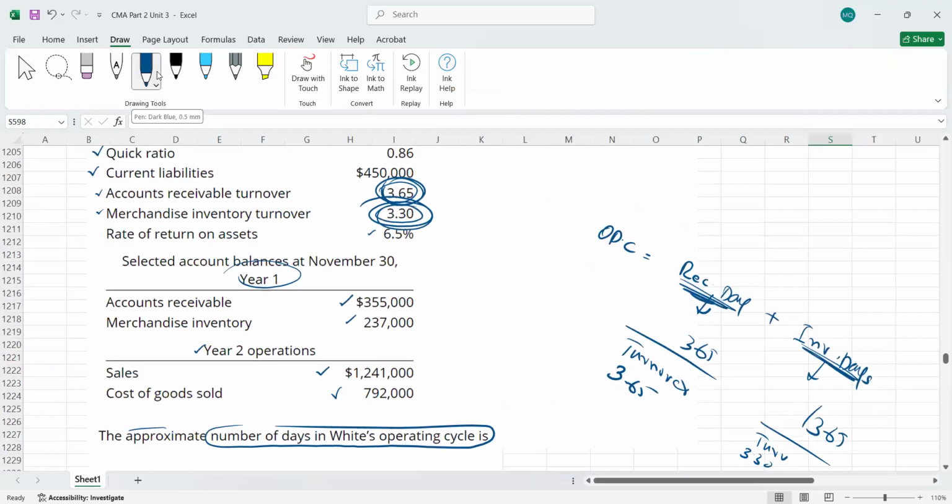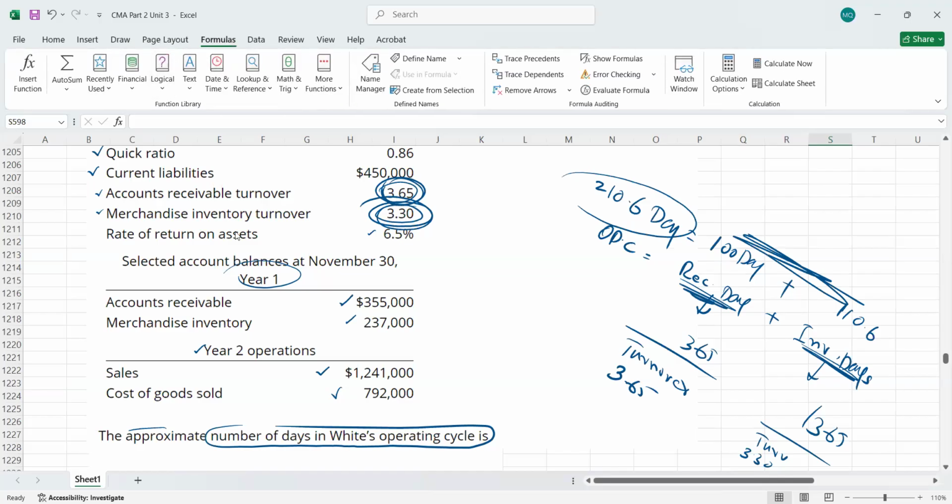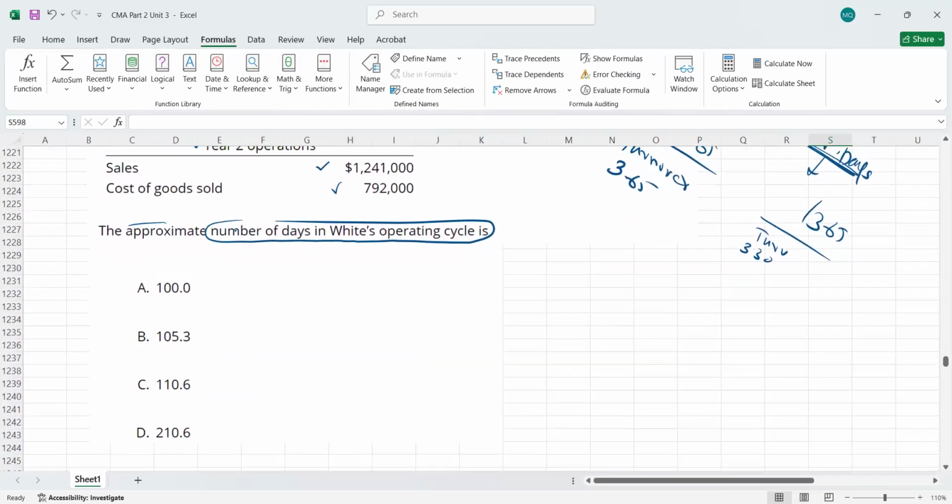Now if you solve it, 365 divided by 3.65 is going to be 100 days, plus inventory days. So 365 divided by 3.30 is going to be 110.6 days. If you add these two, your operating cycle is going to be 210.6 days. So which is the correct option? Anyone? D option is correct. Okay, guys, so this is all about unit 3.